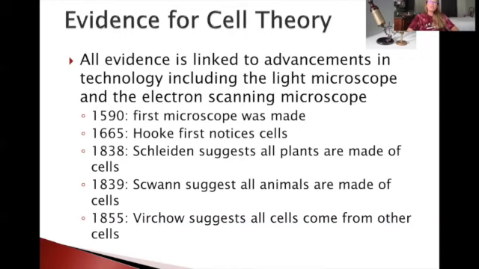In 1838, Schleiden says, hey, look, all the plants I've ever looked at are made of cells. And it takes a year and another scientist, Schwann, to say, hey, so are animals. And then in 1855, Virchow says that all cells come from other cells.